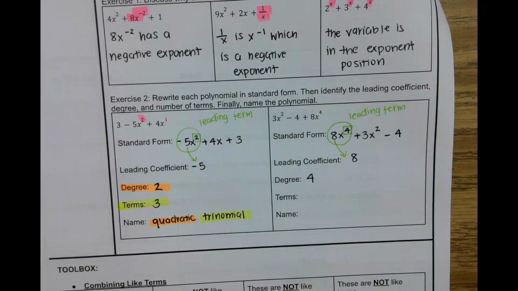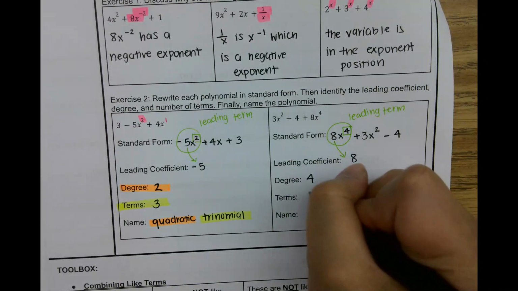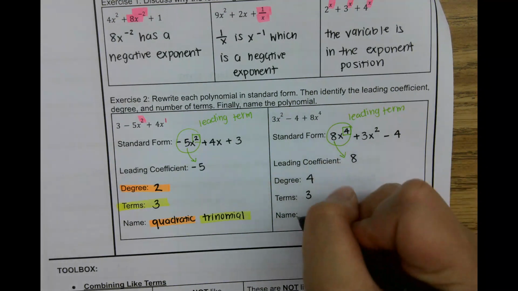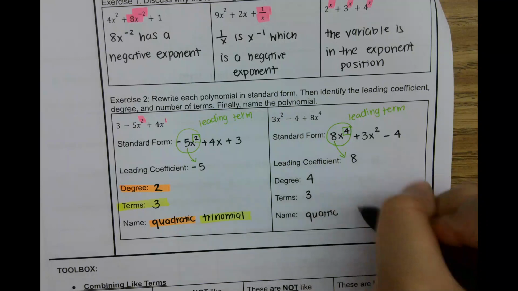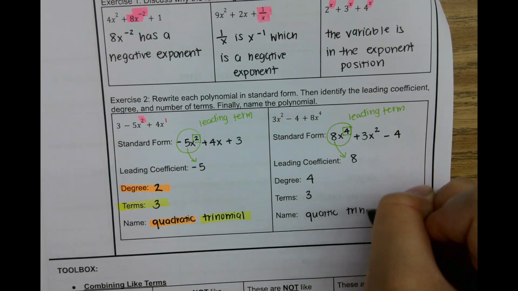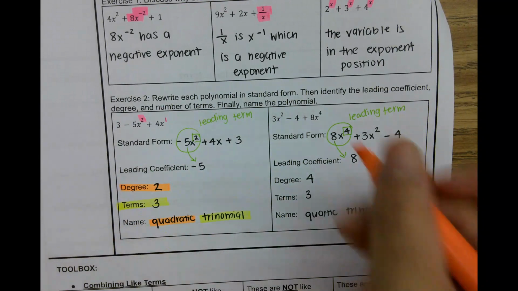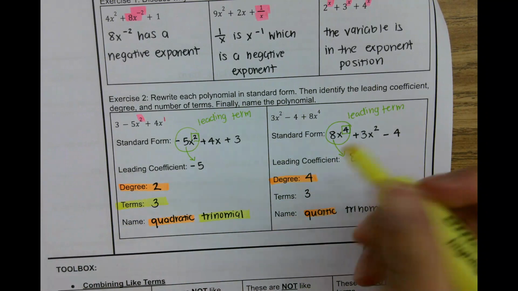And the number of terms it has, 1, 2, 3, so it happens to also have 3 terms. So for the name, it's a quartic because of the degree of 4, and because there are 3 terms, it is a trinomial.